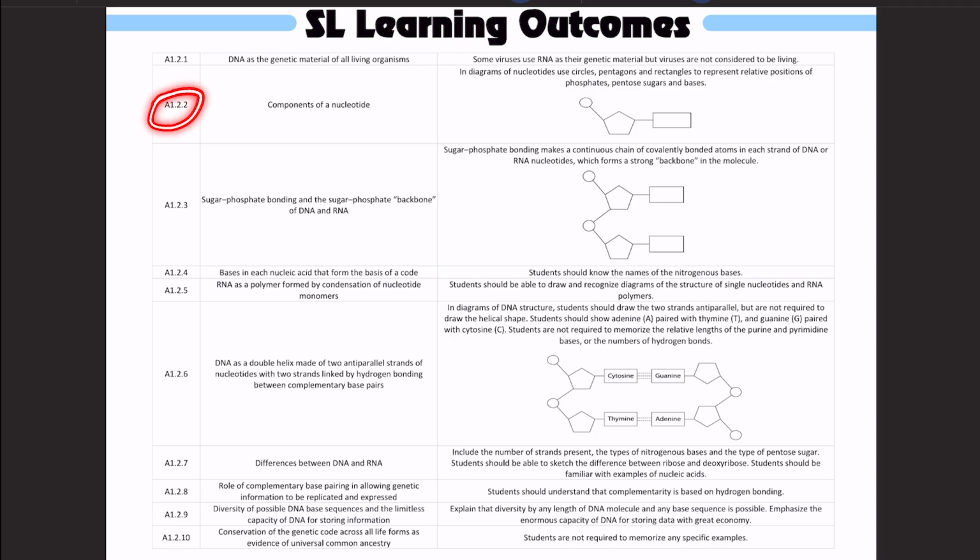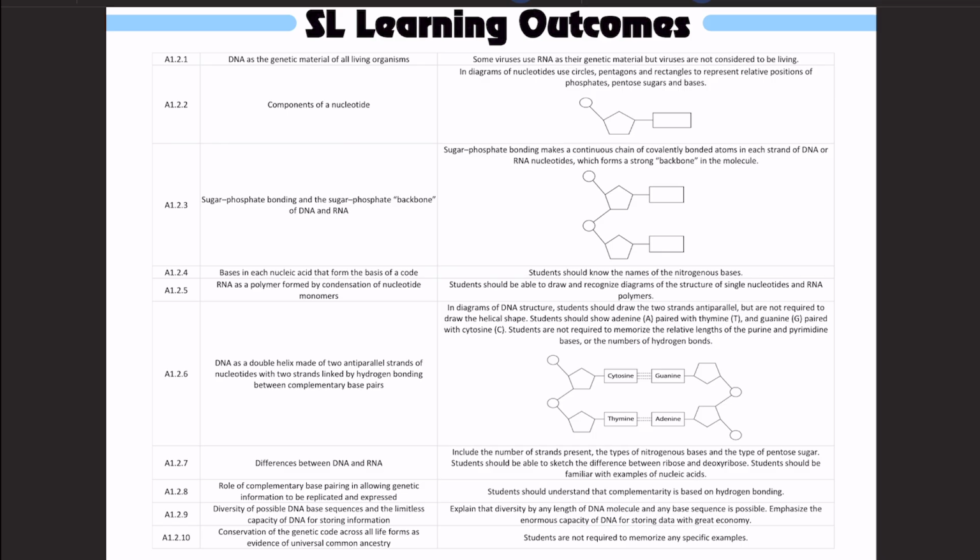The first one is looking at the structure and components of the building blocks of nucleic acids, that being nucleotides, and specifically how they can be represented in a very simple circle, pentagon, and rectangle orientation. The other one is understanding how multiple nucleotides join together in something called a phosphate-sugar backbone, and how these covalent bonds are formed, something that will be explored further in B1.1.